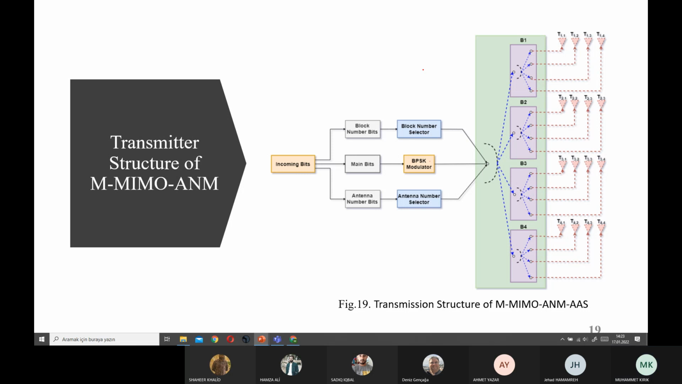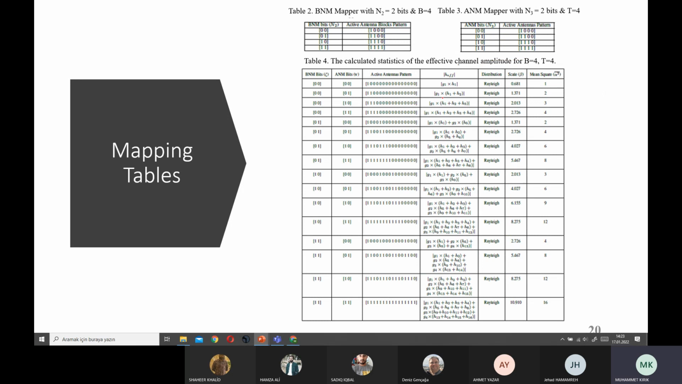So we have these blocks, B1, B2, B3, and B4. Each of them contains 4 antennas, and in total we have 16 antennas in our system. So we are using more antennas. And when we come here and see our tables, it's a similar table to the antenna number modulation, but we have 2 different tables now. One for the block number modulation, for how many blocks will be activated, and one for the antenna number activations, how many antennas will be activated in each active block.